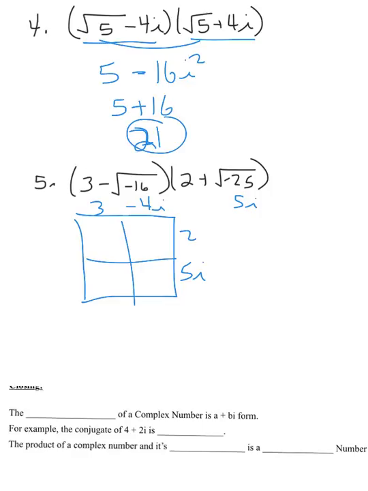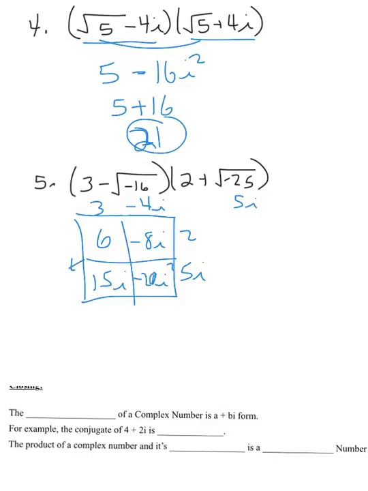So what's 3 times 2? 6 for that box. This one is minus 8i when you do 2 times negative 4. 5i times 3 is 15i. And then finally, a minus 4 times 5 is a negative 20, and then i times i is going to be i squared. So it's a negative 20i squared.